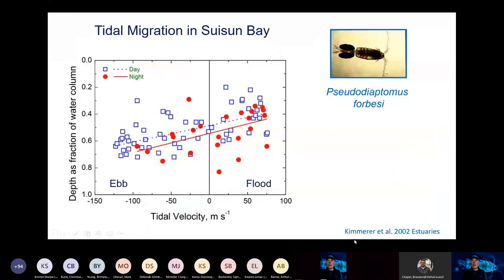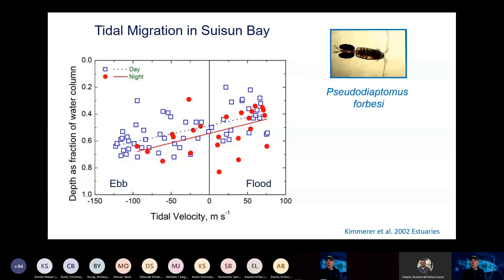So looking here at tidal migration, that topic came up in Debbie's talk. Here's evidence of tidal vertical migration. Tidal velocity from left to right, positive is flood, and they're higher in the water column on the flood on average. But again, this is not evidence of retention. This is evidence that they're moving in a way that could result in retention. But what does this imply for both their swimming speed in the turbulent water column and for retention? I'll show you some modeling results in a second.